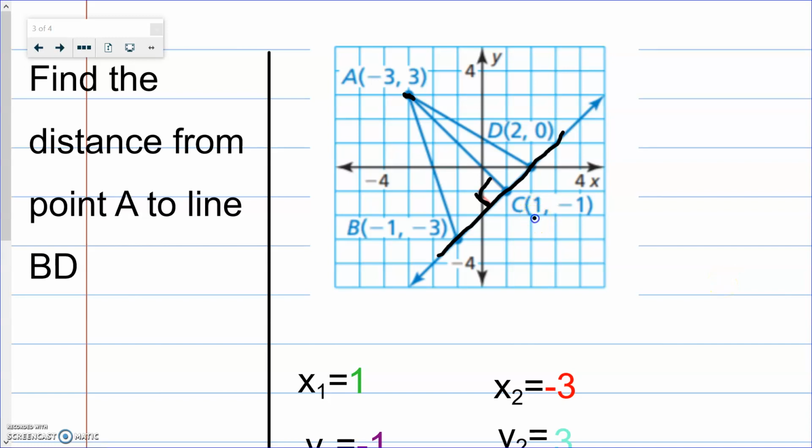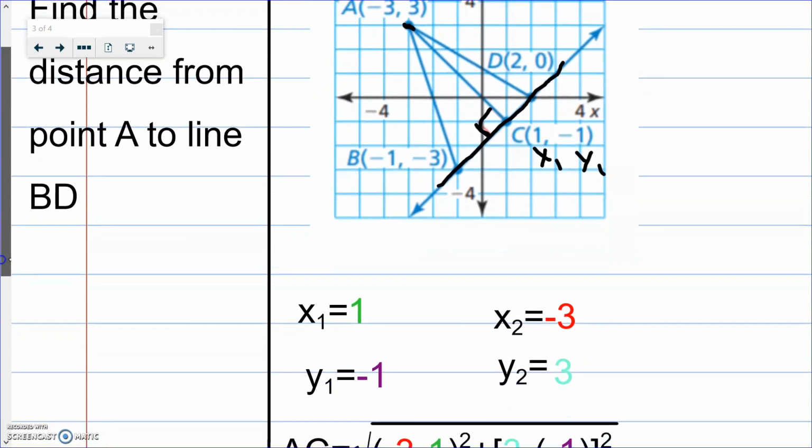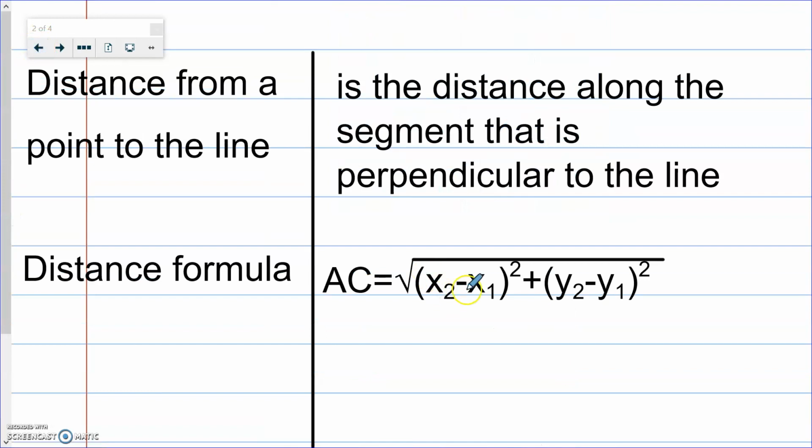So when we begin, we'll start off by labeling our points. So this will be x1, y1, and this will be x2, y2. So I'll write these down. x1 is 1, x2 is -3, y1 is -1, y2 is 3. And now we will use these to plug back into our formula of x2 minus x1 squared plus y2 minus y1 squared. And we'll take the square root of all that.